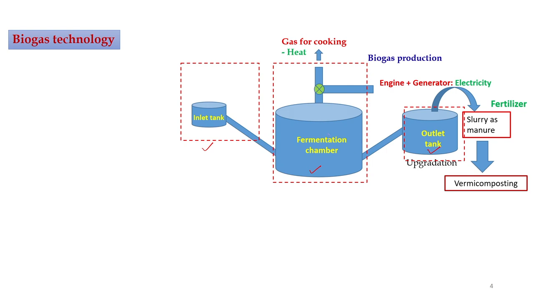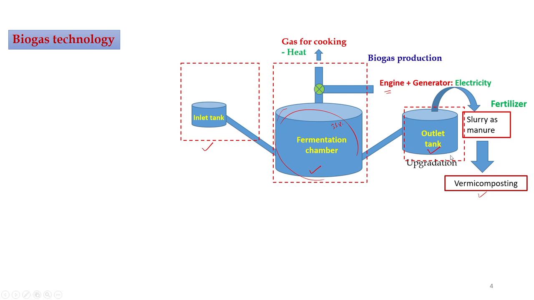And in this reactor, we generate biogas, because about 33% of the entire volume, if we consider a fixed dome biogas plant, is occupied by gas. This gas can be used for cooking, other thermal applications, and generation of electricity if we have an appropriate engine and generator. Lastly, the slurry we get out of this anaerobic digestion process can be directly applied in paddy fields or vegetable gardens. And if we are interested in augmenting the quality of the fertilizer, then we can go for vermicomposting technology. We will elaborate on all those aspects in the coming slides.